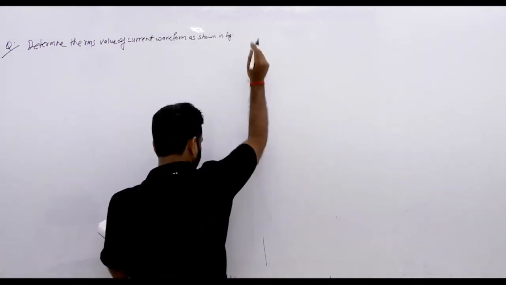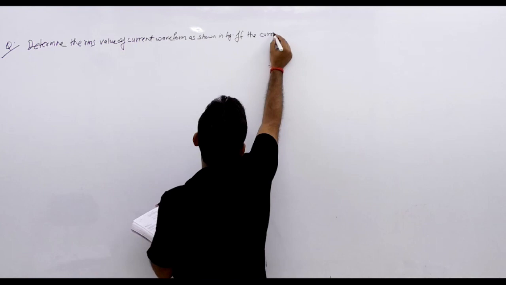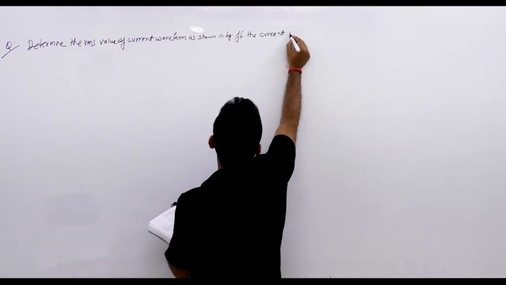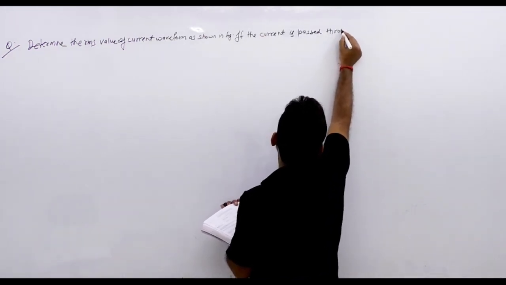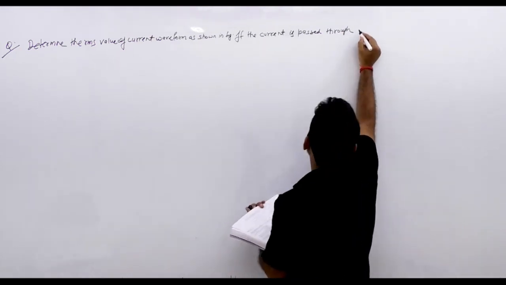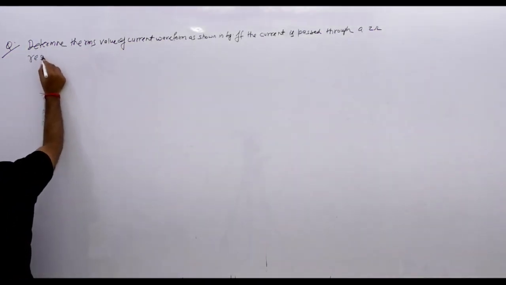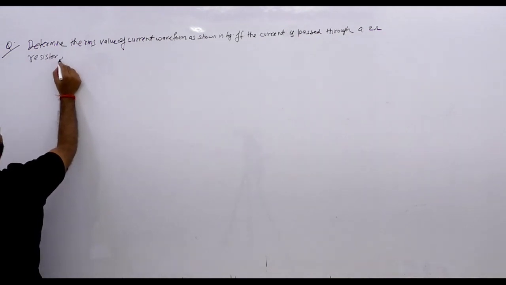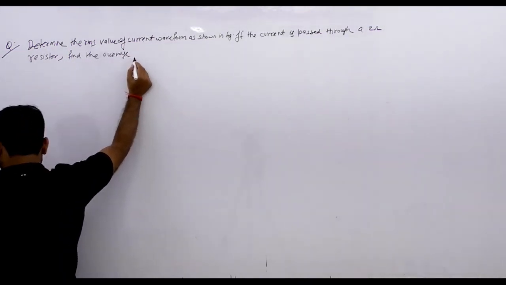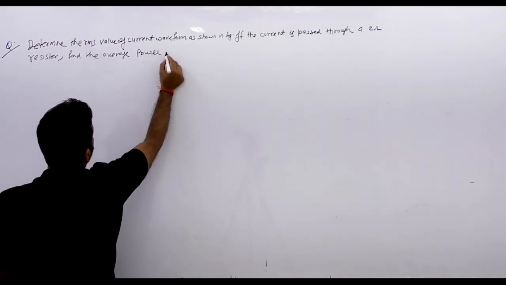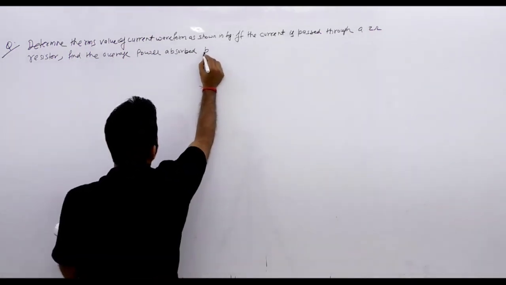if the current is passed through a 2 ohm resistor, find the average power absorbed by the resistor.